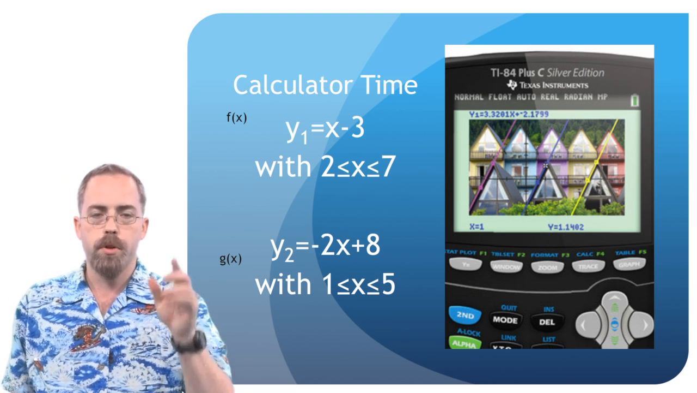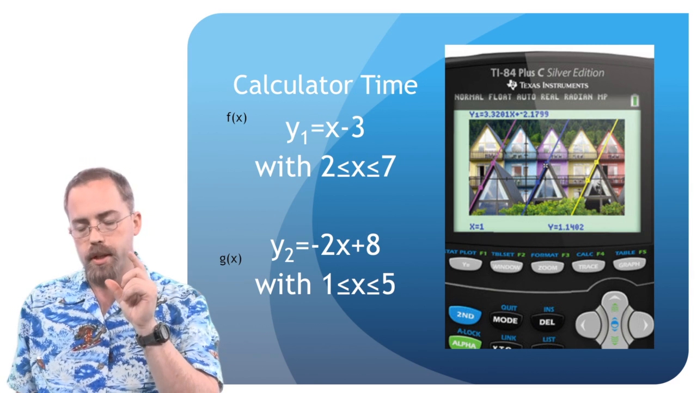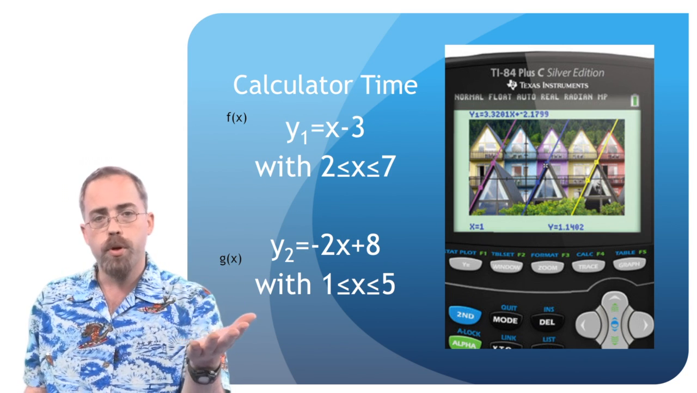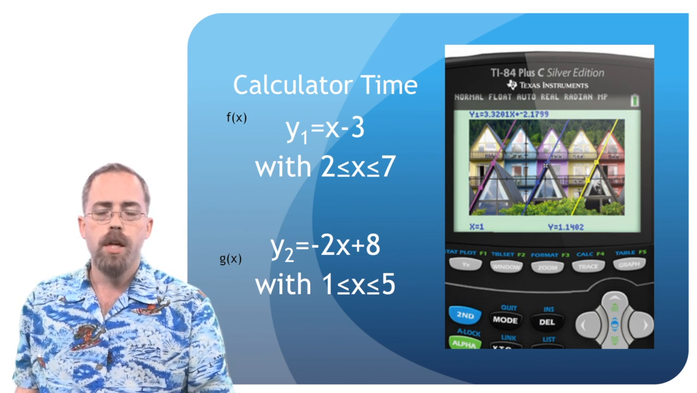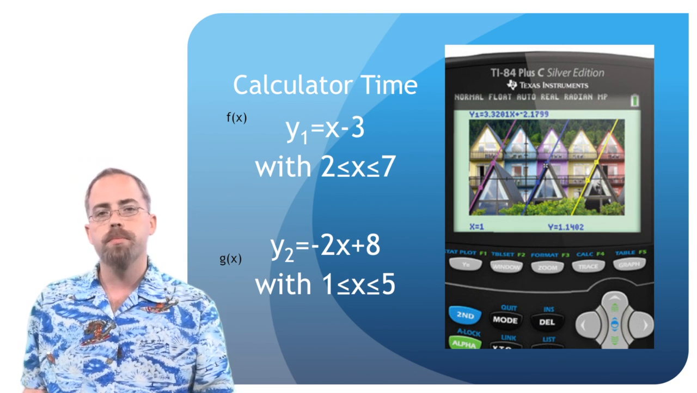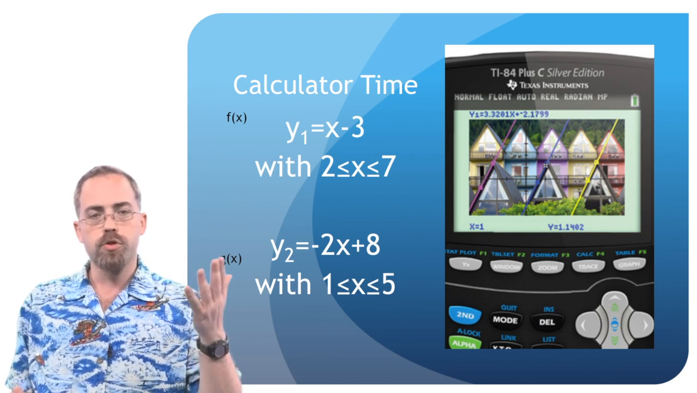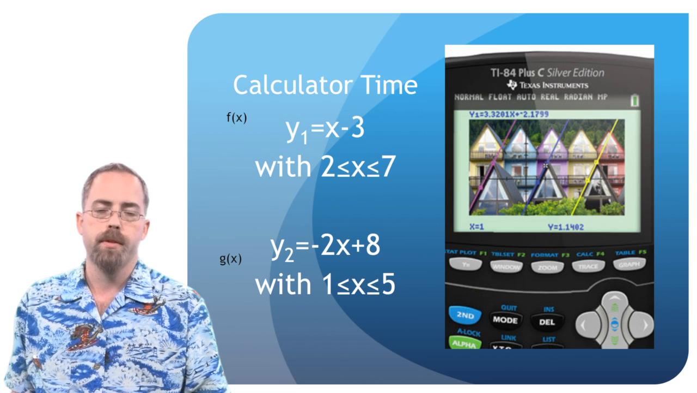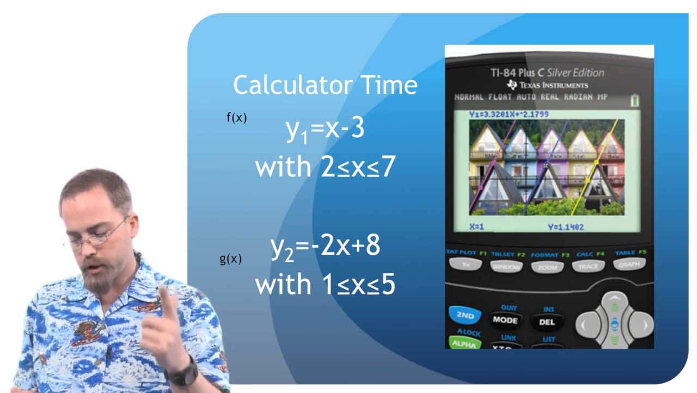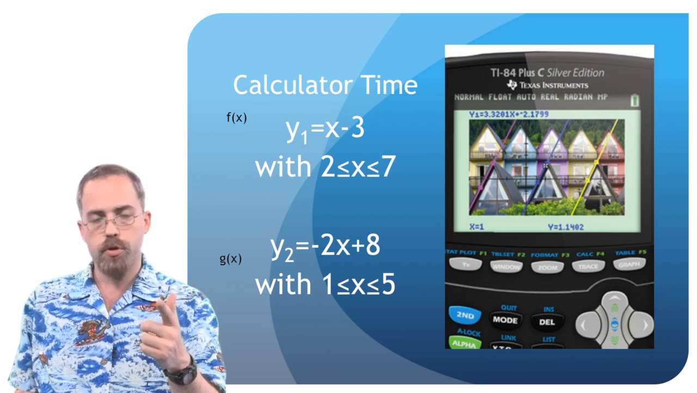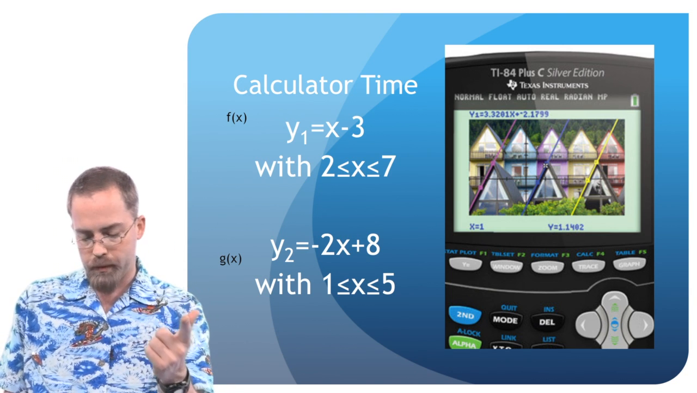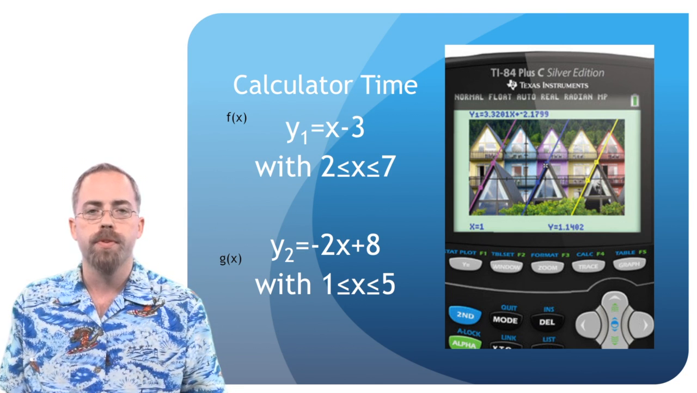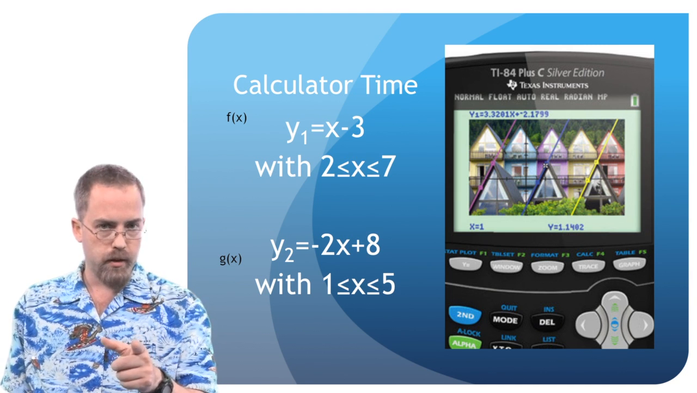So what I want you to do is press the Y equals button, and put in, and here on my slide it's not in parentheses, but you know that you need to put parentheses around this function in order to have a limited domain. So parentheses x minus 3, close parentheses, divided by, open parentheses, x is greater than or equal to 2, and x is less than 7, close parentheses. That's all Y1. Y2 is going to be parentheses, -2x plus 8, close parentheses, divided by, open parentheses, x is greater than or equal to 1, and x is less than or equal to 5, close parentheses. Did you get it? Good.